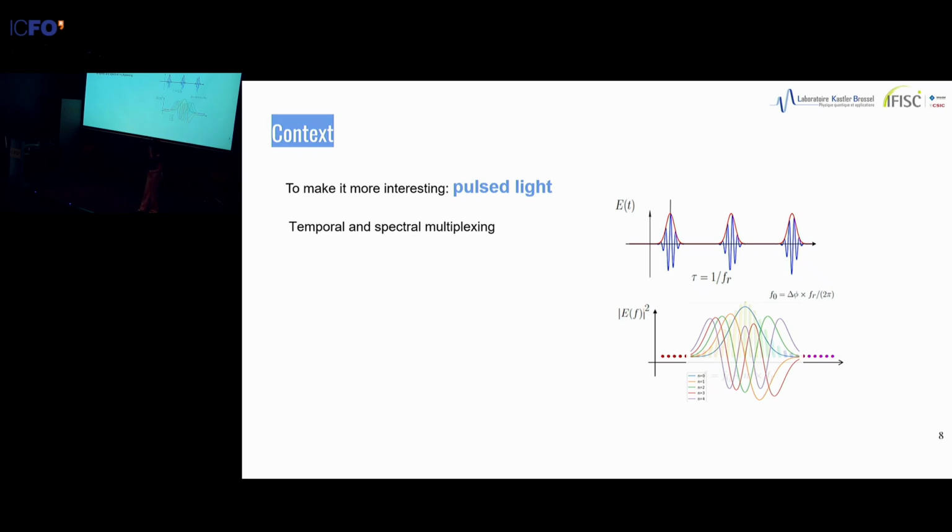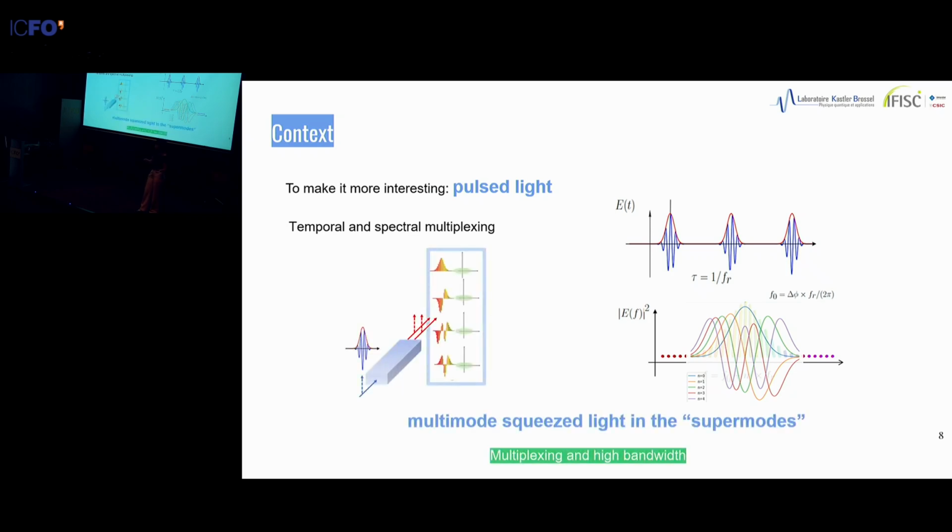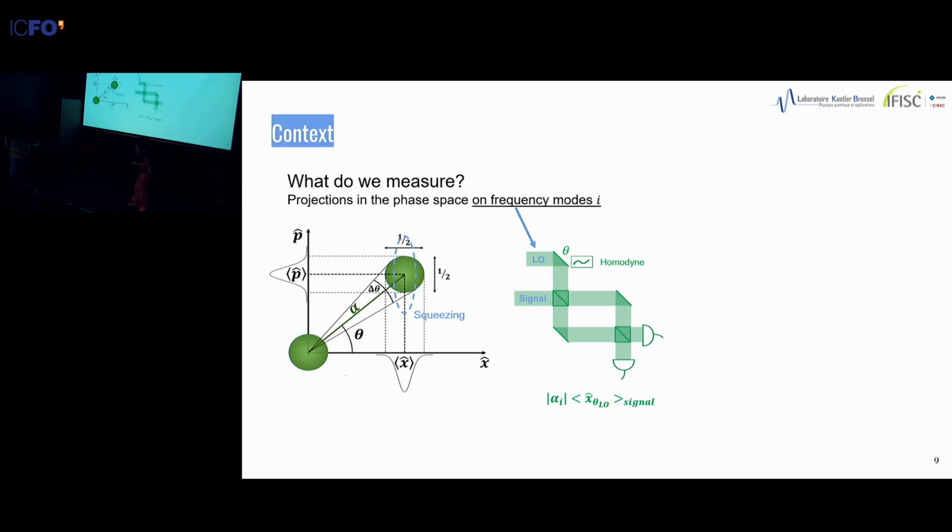Well, because if you send a Gaussian pulse into our nonlinear material, you're going to have light that is squeezed only in this very specific basis, meaning that the squeezing appears when you measure in this basis. So in this way, we can have multiplexing, because we have a lot of frequency bands and high bandwidth. What are we actually measuring?